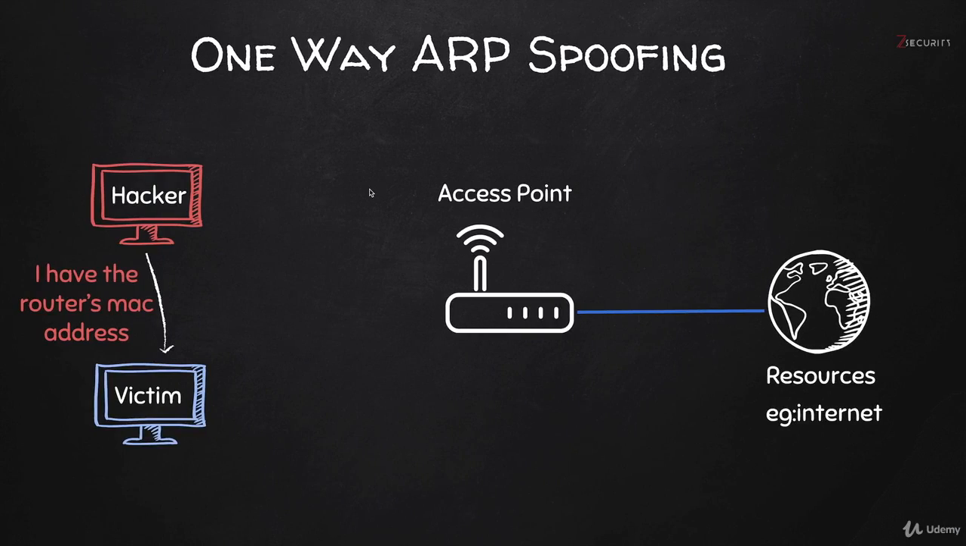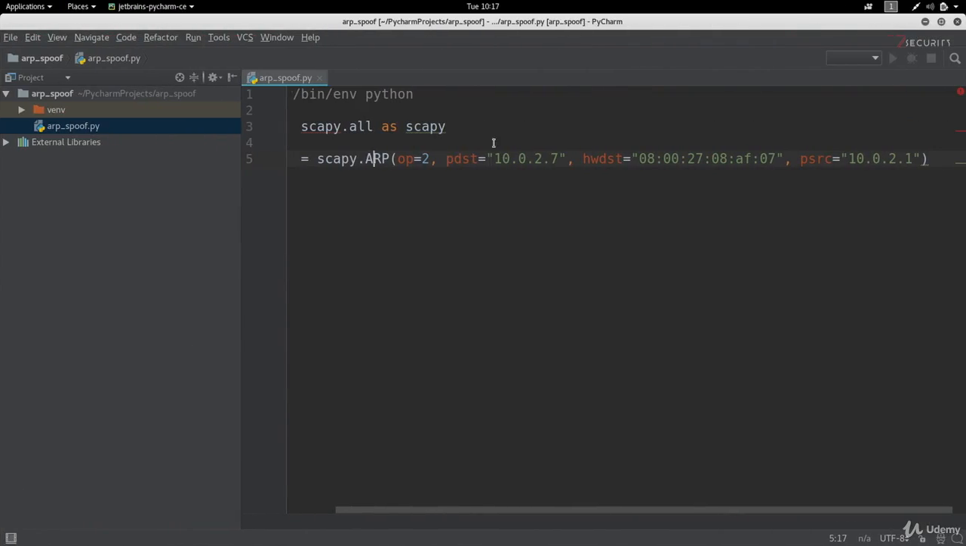So what we're doing in this particular line is we're basically sending a packet to the victim saying, I have the router's MAC address. We're doing this by first of all setting the op field to 2 so that this will be sent as an ARP response, not a request. We're setting the destination IP, which is the IP of the target Windows machine. We're setting the hardware destination, which again is the MAC address of the target machine. And finally, we're setting the source IP to the IP of the router.